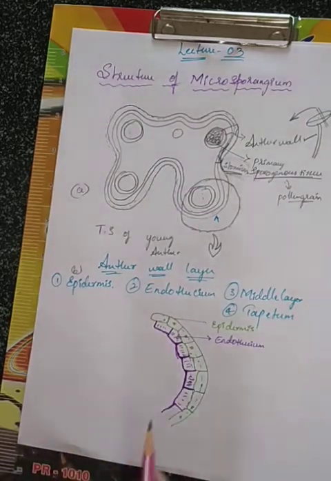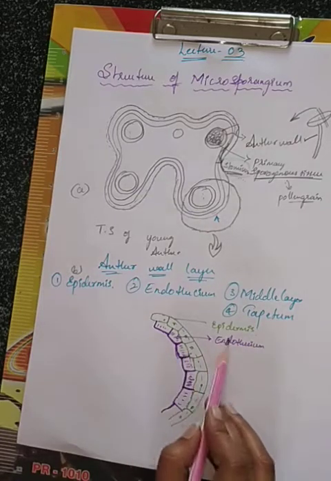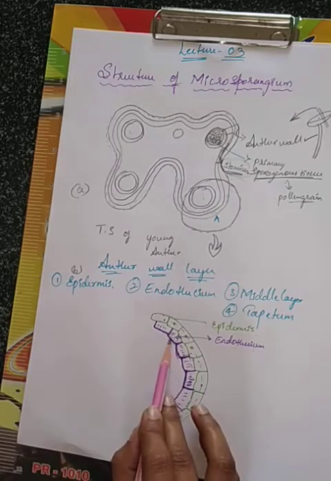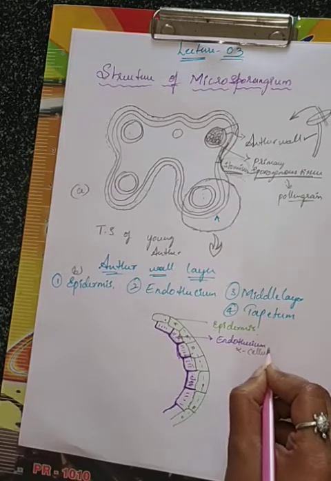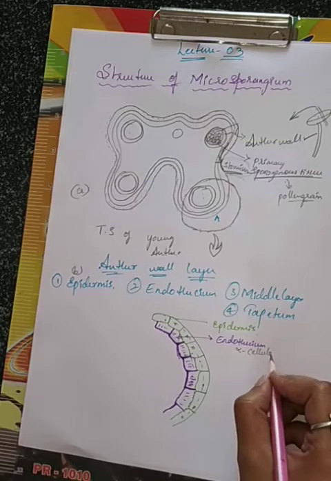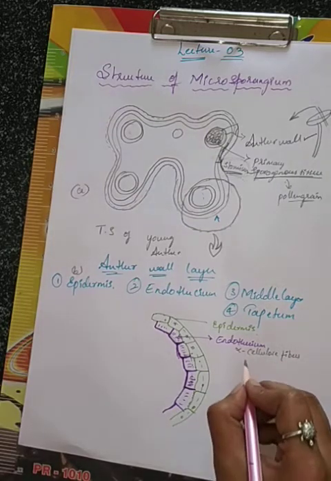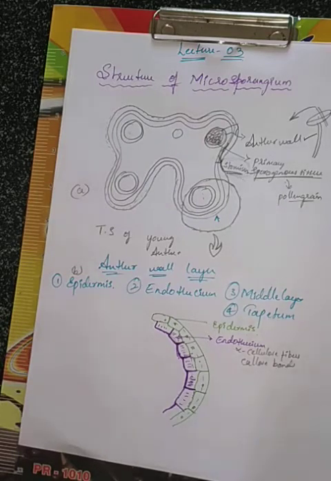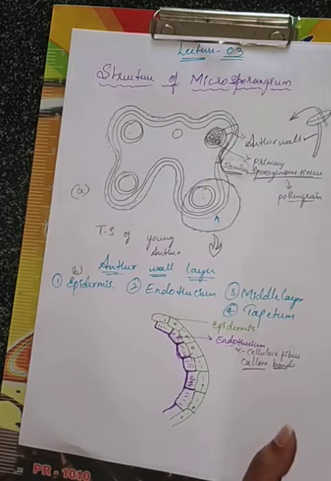Don't worry about that. We just learnt about the outermost layer, which is called epidermis, and next to epidermis there is endothecium. Endothecium inner wall and radial wall are made up of alpha cellulose fiber and callose bands. Due to the presence of callose bands, the endothecium acts hygroscopic in nature.